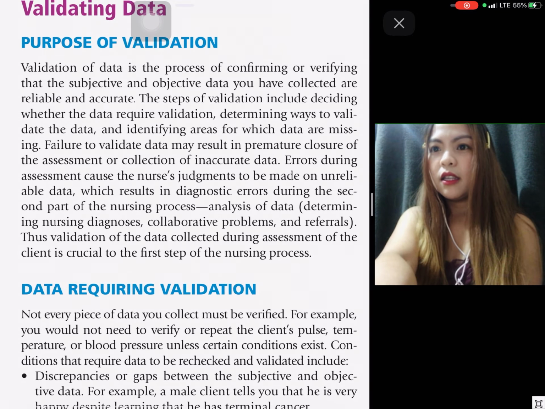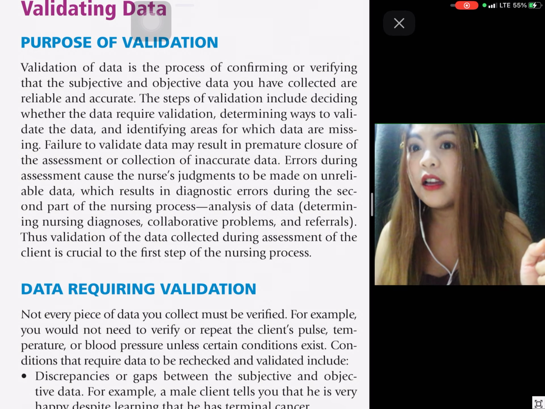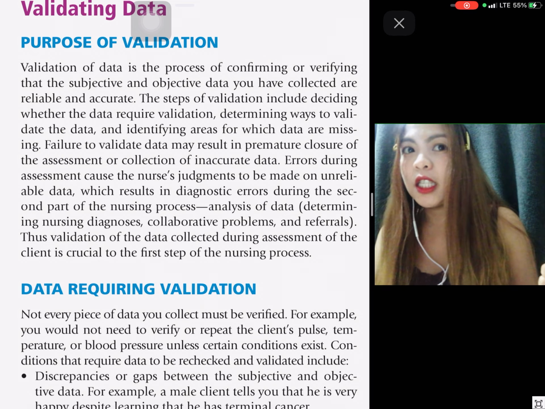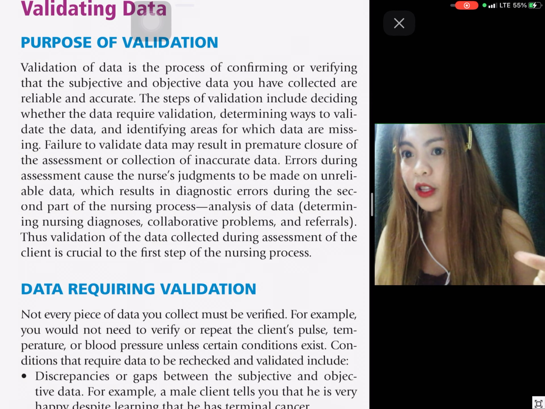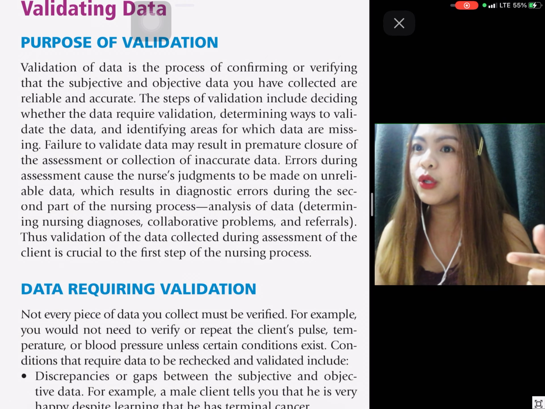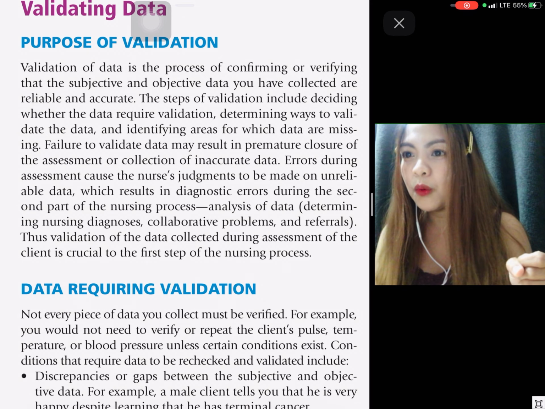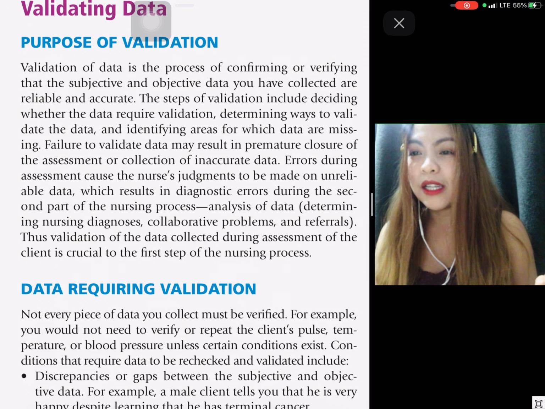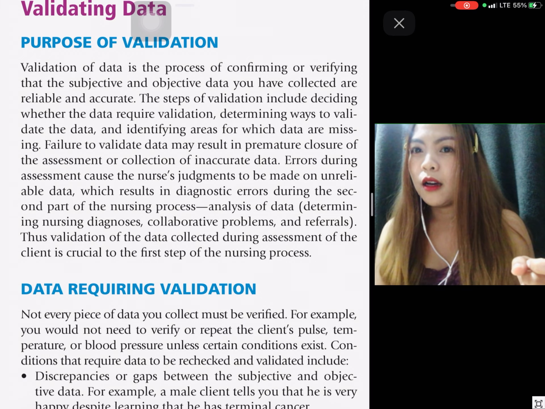The steps of validation include deciding whether the data require validation. Minsan, may data na tayo, titignan natin yun. Require pa ba natin ito i-validate? O kaya naman, we have to determine ways to validate the data and identify the areas for which data are missing. Failure to validate data may result in premature closure of the assessment. Kapag mali yung data mo, tapos hindi mo nakuha yung tunay na problema, pwedeng ma-close natin agad yung assessment natin kahit kulang at mali pa yung data natin. So kailangan nating i-validate muna yung data.